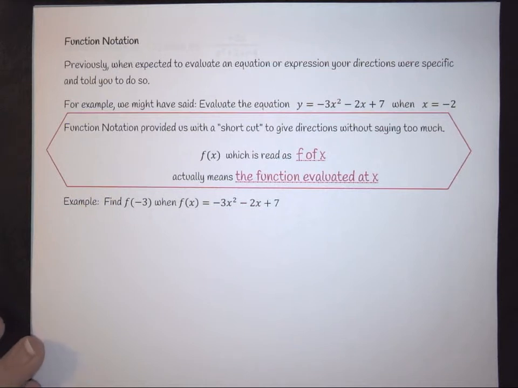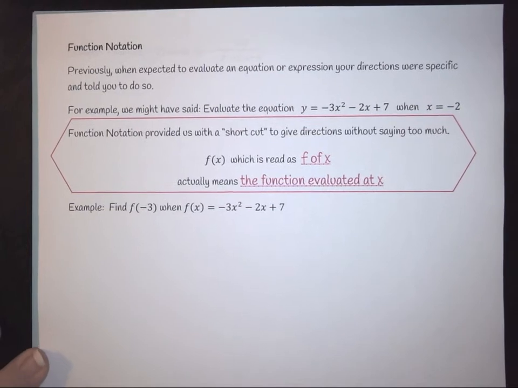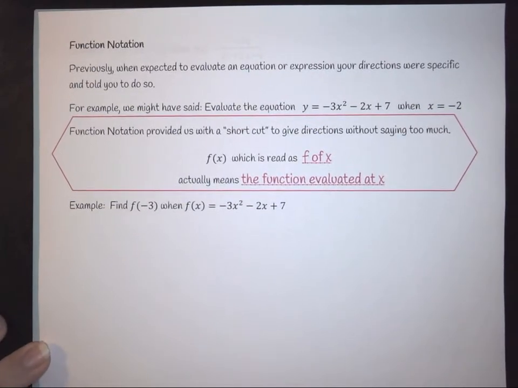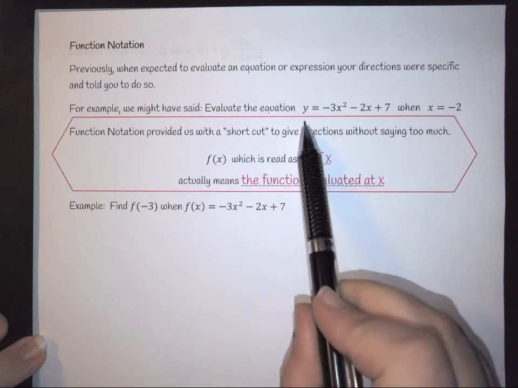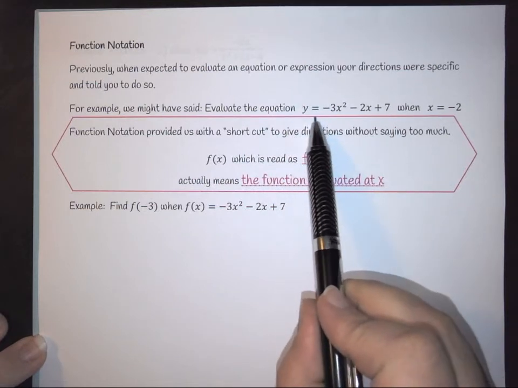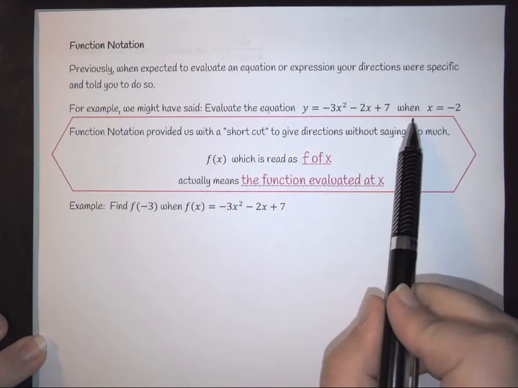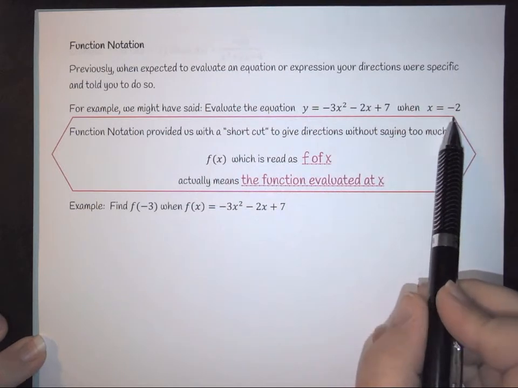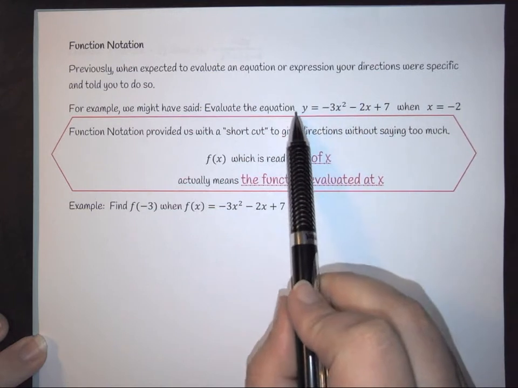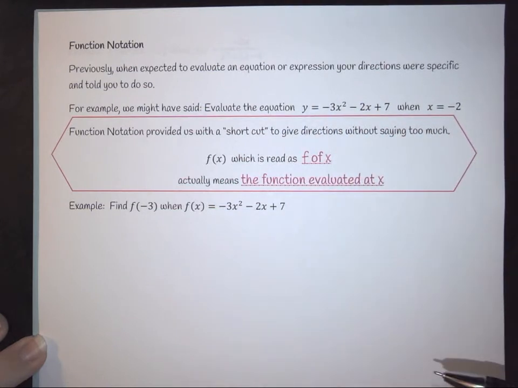Function notation is a new form of being able to work with equations. It's a different way of viewing an equation, and some consider it to be more of a shortcut. In previous algebra, we would be told that you had y equals some equation, and then you would have to be told that x equals a certain value. Function notation takes this whole idea and shortens it down.